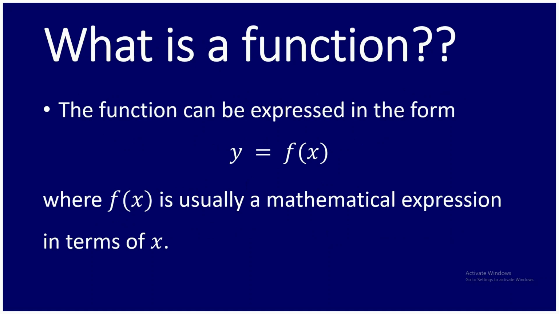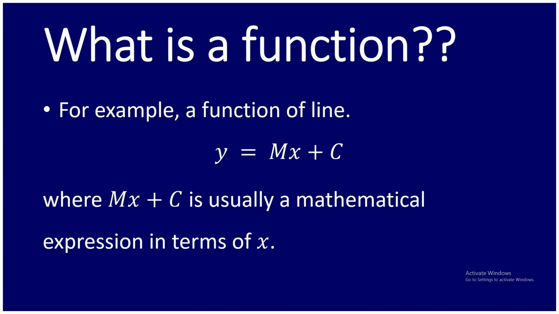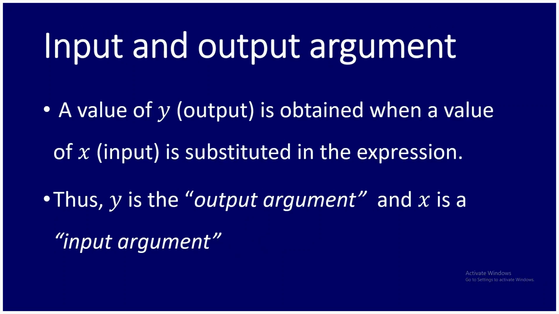A function can be expressed in the form of y = f(x), where f(x) is usually a mathematical expression in terms of x. For example, a function of a line can be defined as y = mx + c, where mx + c is a mathematical expression in terms of x. Now, the value of x is an input variable, or we can say an input. It is substituted in the expression to get the value of y. Thus, y is an output argument here and x is an input argument.